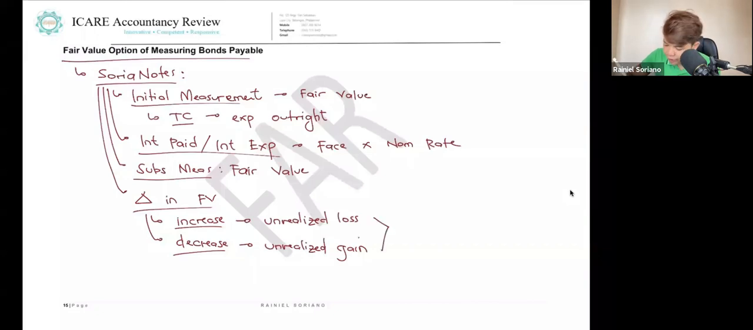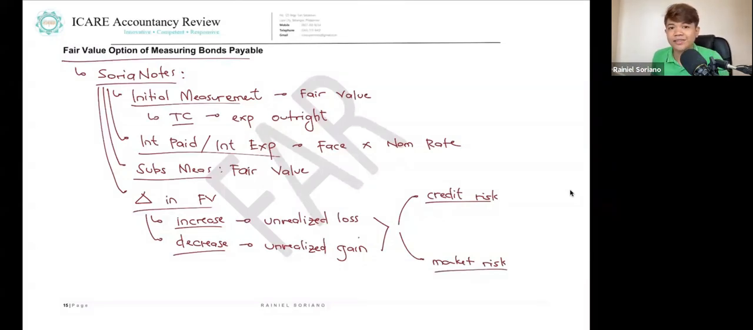Now, hear me out. This unrealized gain or loss, we divide it. We have what we call change in credit risk, and we have what we call change in market risk. If the change is due to credit risk, see to it that the change here becomes part of other comprehensive income. If the change is due to credit risk, meaning there were changes with regards to the credit risk, since this is a debt, see to it that it is OCI.